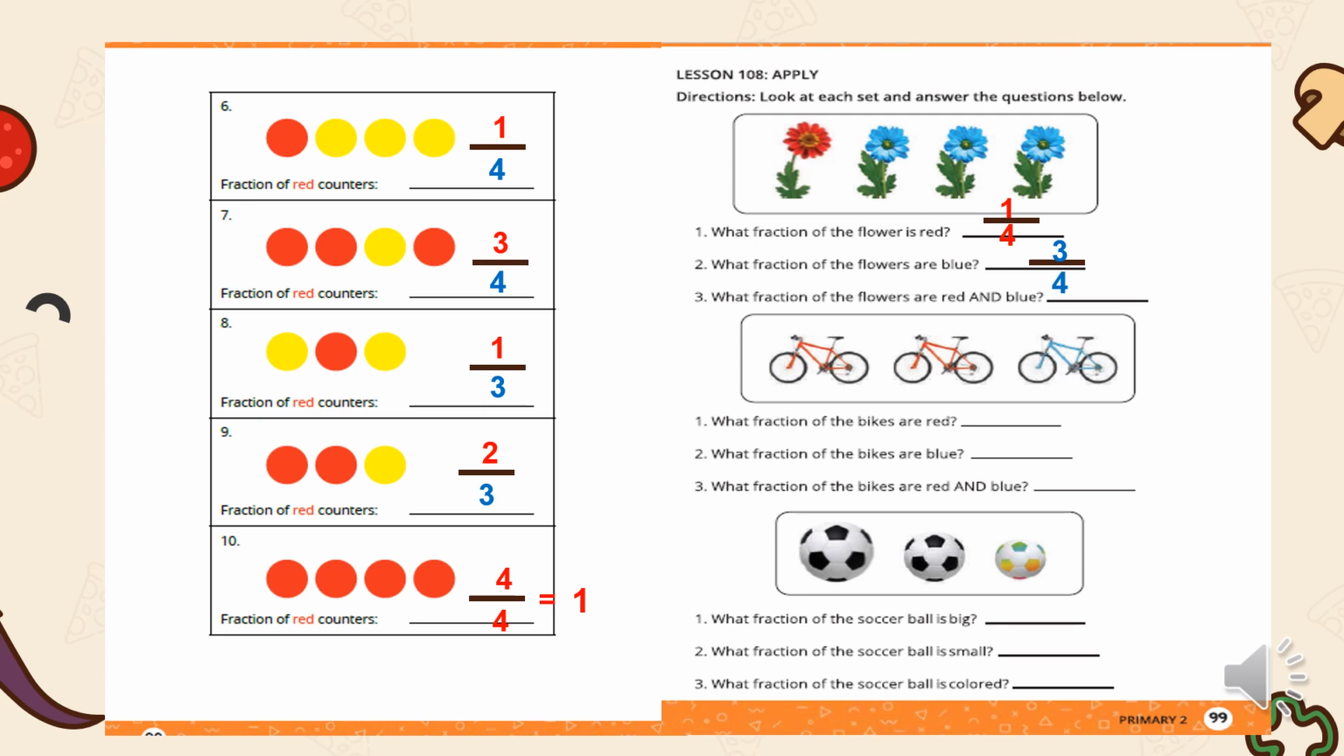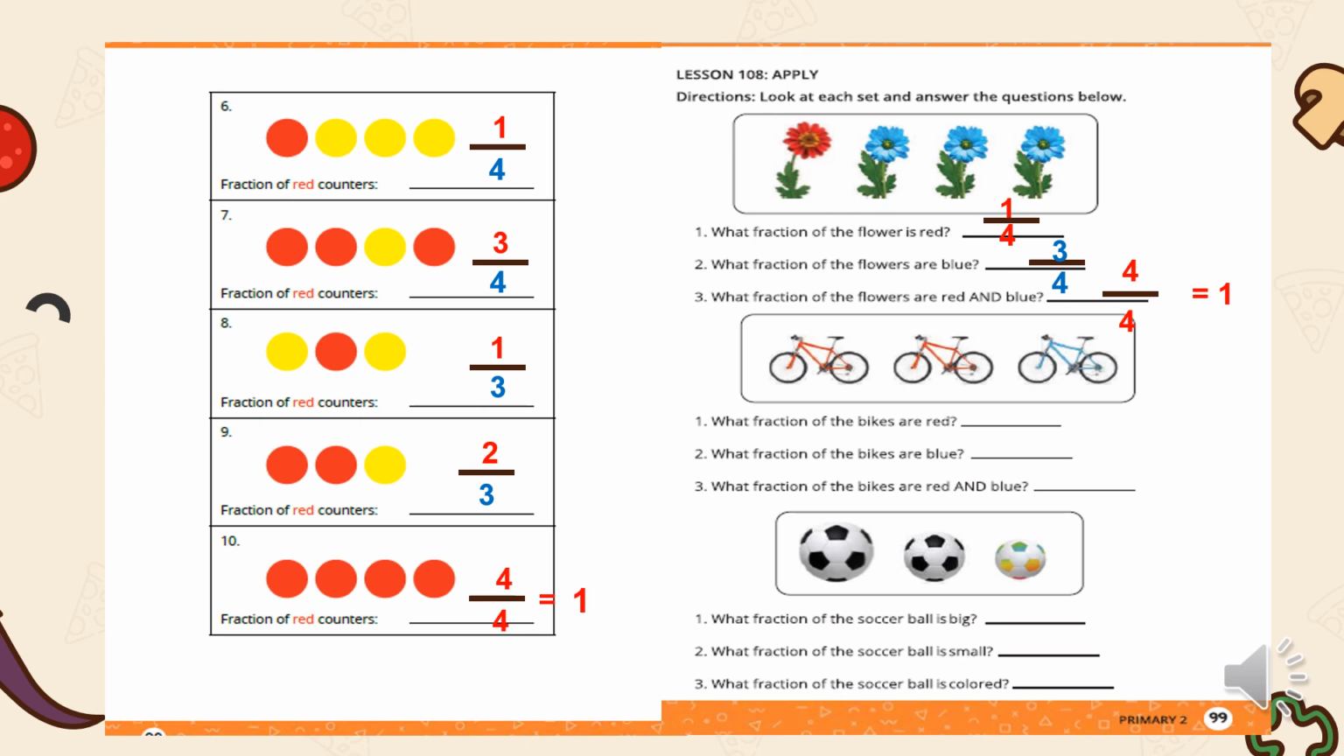Number 3. What fraction of the flowers are red and blue? So the total are 4 and we need red and blue, they are 4. So the fraction is 4 over 4 equals 1.